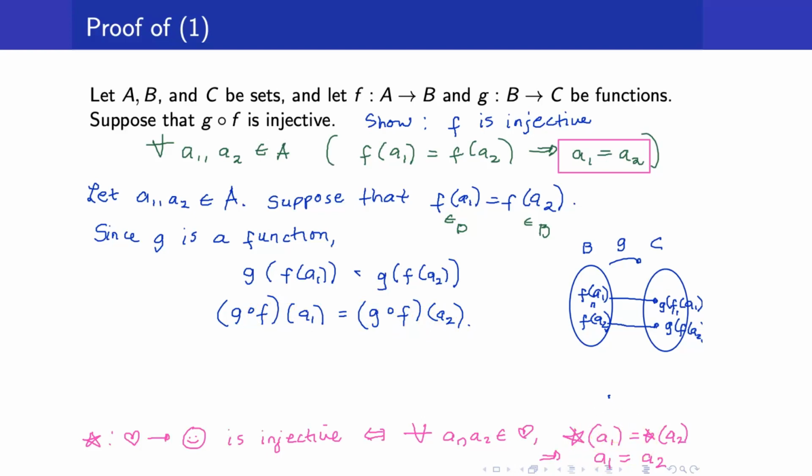So therefore, a1 must be the same as a2. And that comes from the fact that g circle f is injective. So let me write it here. Since g circle f is injective, we must have a1 is equal to a2. That's the end of the proof.